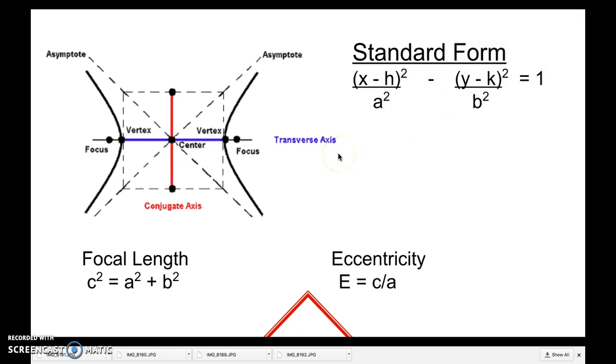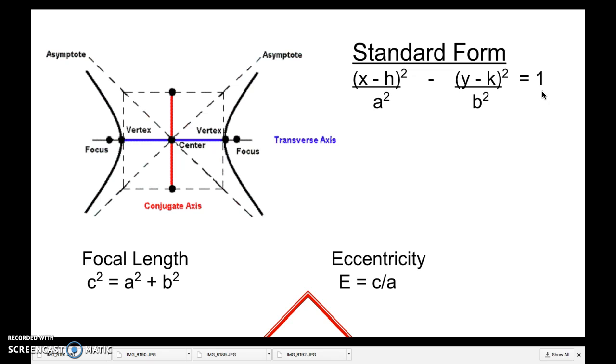Another thing to remember is that there are 2 separate branches, but these are asymmetric. Okay, so now that we've looked at that, how does all that translate into the standard form? Well, the definition gave us that difference in the distances that's always constant. Thus, we see a difference in the standard form of the equation. We've got (x minus h) squared over a squared minus (y minus k) squared over b squared equals 1.